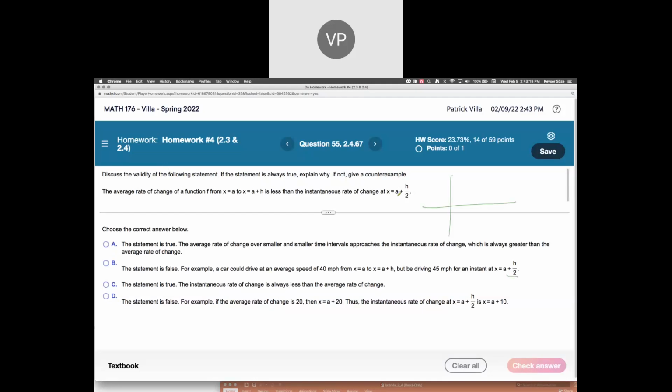Okay? We've got some curve going on like this, whatever it is. Here's the a. Here's the h amount in between. So this is a plus h, your end result. And what they're saying is, what's the rate of change between them? Okay, so that's the average rate of change right there. Then they're wondering if h over 2 is basically the dead center. So in each case, instantaneous rate of change is the slope of the tangent line. The average rate of change is the slope of the secant line.